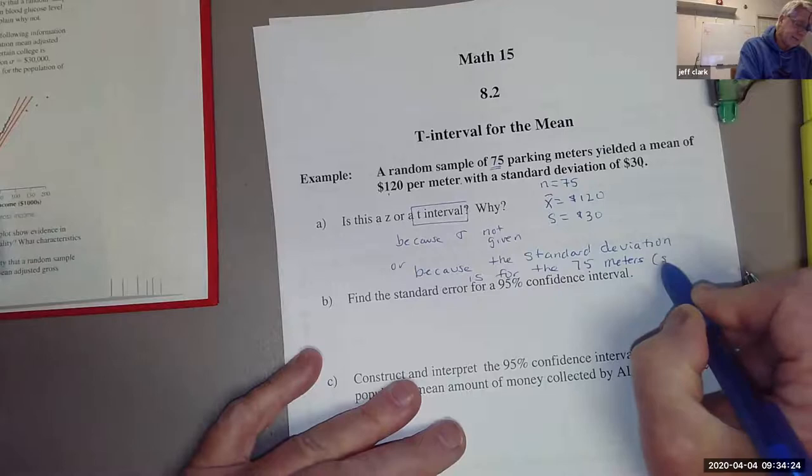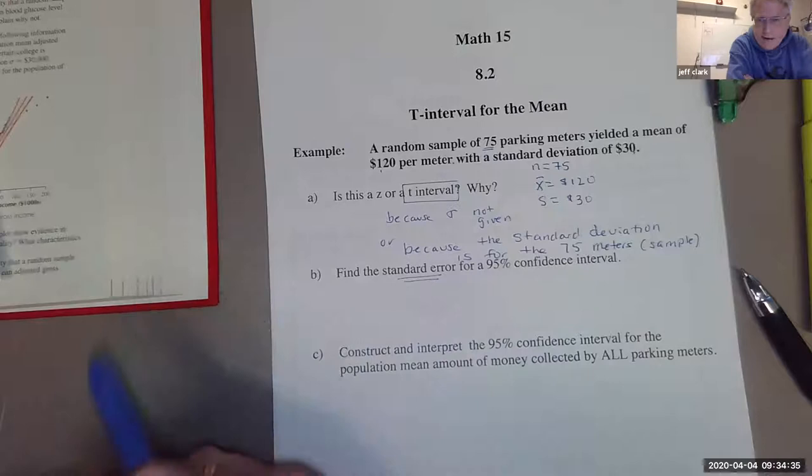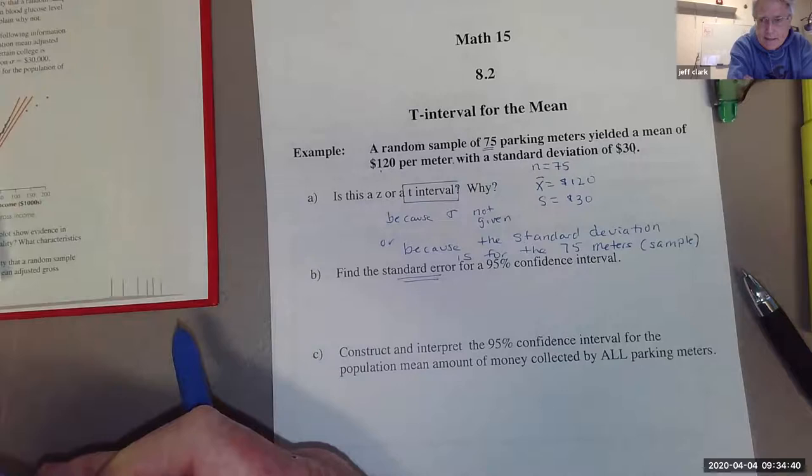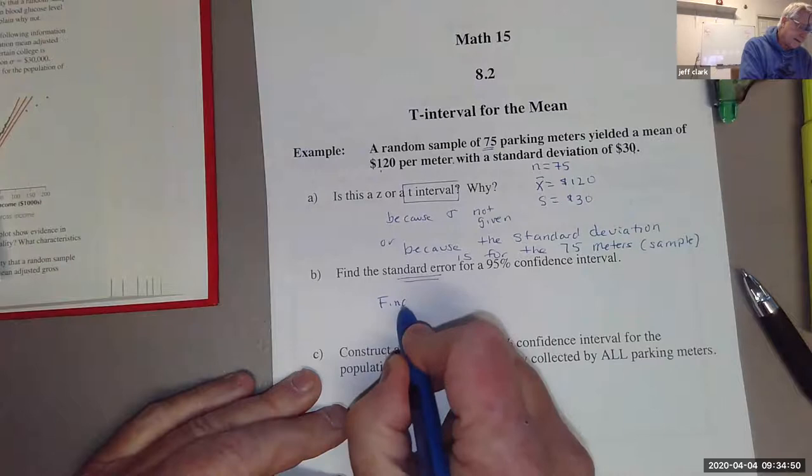So it's a T. If it's a sample, it's a T. Okay, find the standard error. Now, the standard error is the T score. And that's what I'm going to show you how to find. Find the standard error. That's not the margin of error. Margin of error is a lot. Standard error is this. Find T sub alpha divided by 2. Okay, that's what we're going to find.